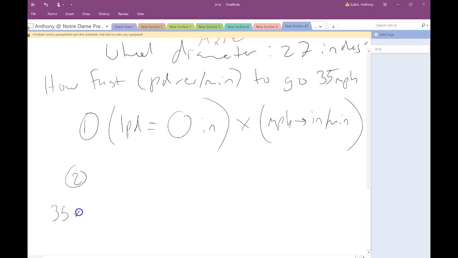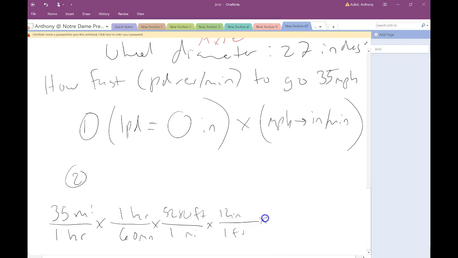So if we wanted to do it in one line, we can start with miles per hour, and we want to end in pedal revs per minute, right? So let's first convert hours to minutes. And then I'm going to need to work on converting miles to pedal revs. So I know 1 mile is 5,280 feet, and I know 1 foot is 12 inches. And I know that I have 27 pi inches in 1 wheel rev.